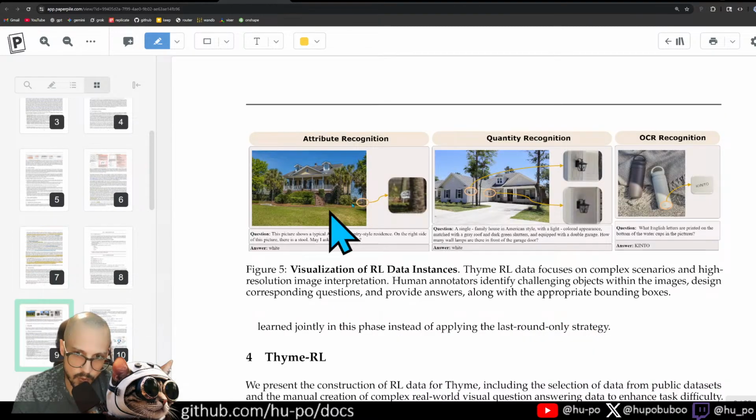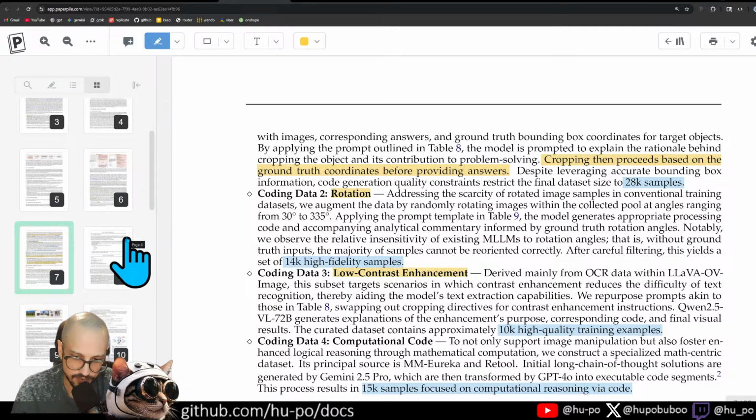So you know where the thing is, and because you know where that thing is, you can basically crop to it directly and then use that as a data point for training your model how to crop into parts of the image and then get the specific information.